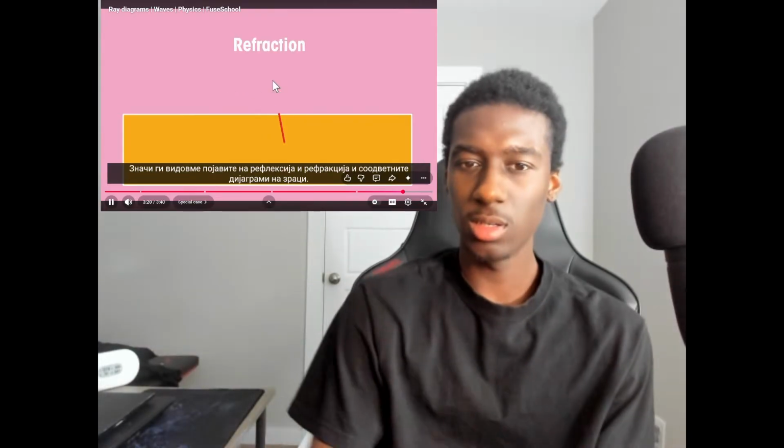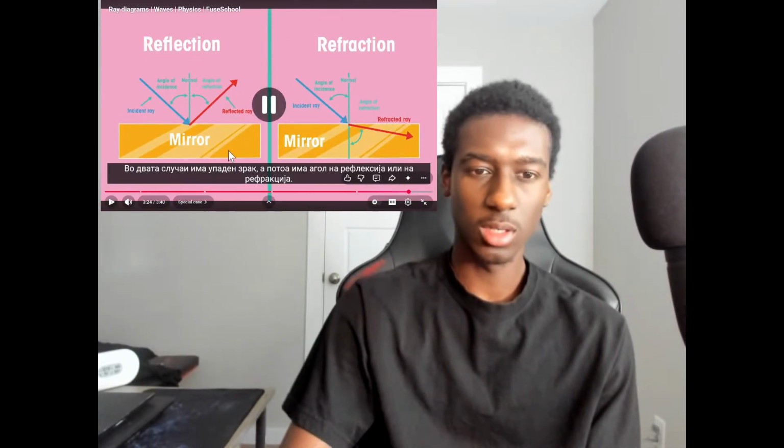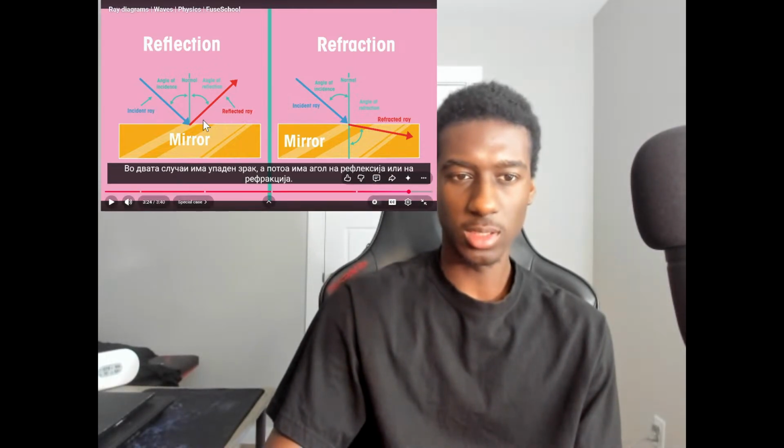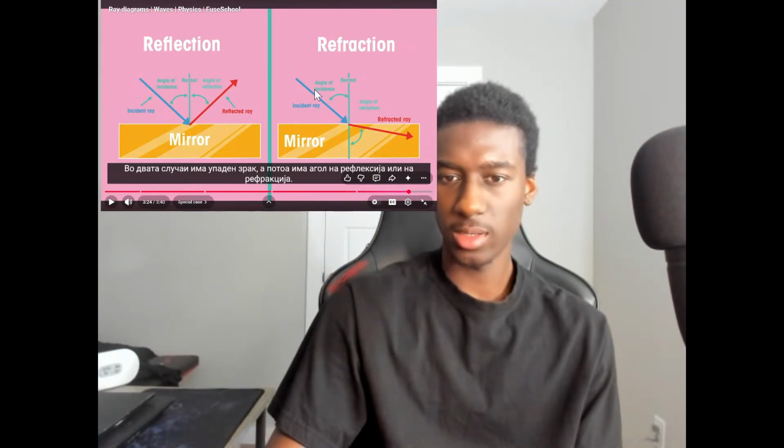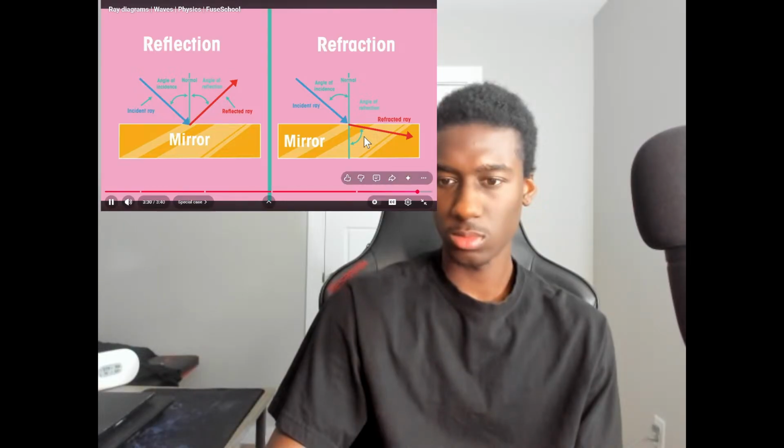And refraction and the associated ray diagram mirror reflection. So incident, normal, reflection, incident ray, refraction. Both have an angle of incidence, and then there is an angle of reflection or refraction.